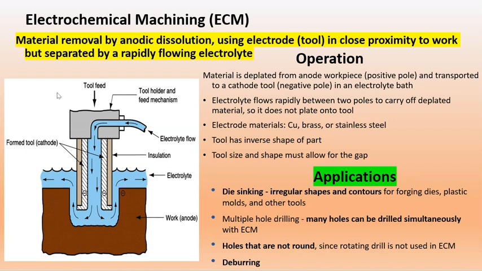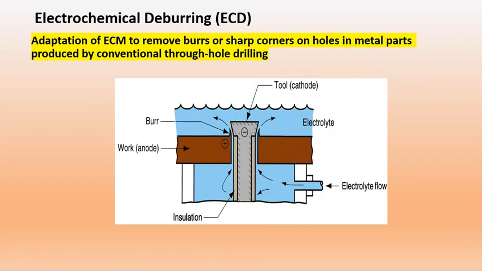So this is the diagram. The electrolyte flows through the tool, which is the cathode, and the workpiece is the anode. Okay, the next one is ECD, the deburring process, same as the ECM. And this one is mostly for holes and to remove some burrs or sharp corners. Okay, so they are doing the finishing process to remove these. They're using the tool again as the cathode, and the work is the anode.